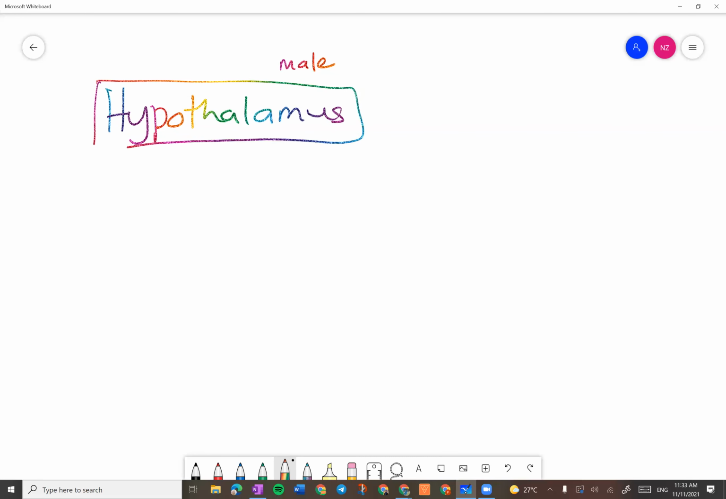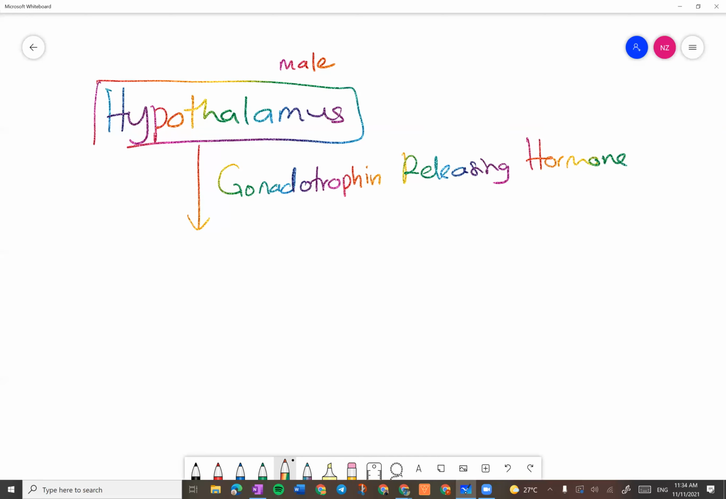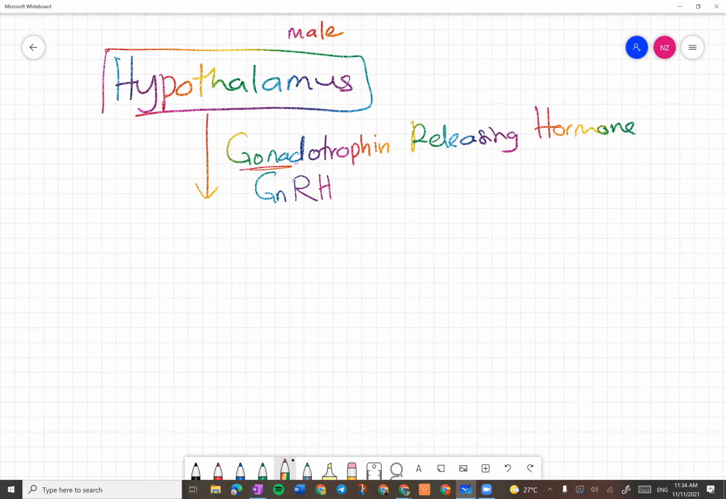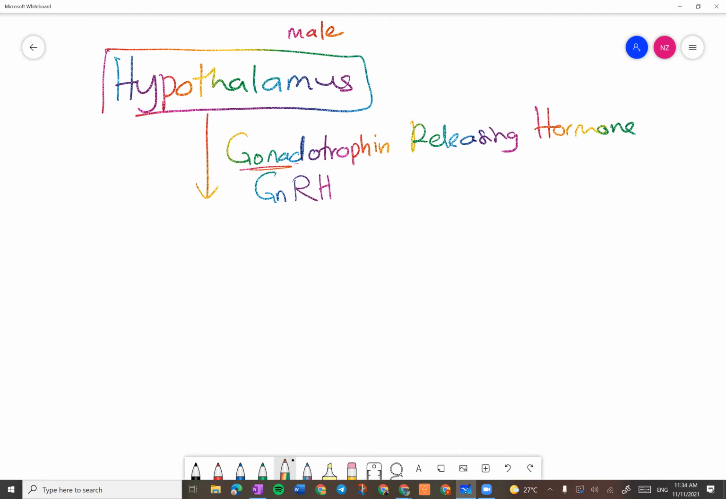So this structure in the brain called the hypothalamus secretes a chemical known as gonadotropin releasing hormone, or in short, GnRH. Okay, GnRH, gonadotropin releasing hormone, because it will enhance your gonad system. So this hormone needs a target so that it receives the signal, and then it performs its function. Whatever it is, it is actually just a signal. So this signal must be received by something.